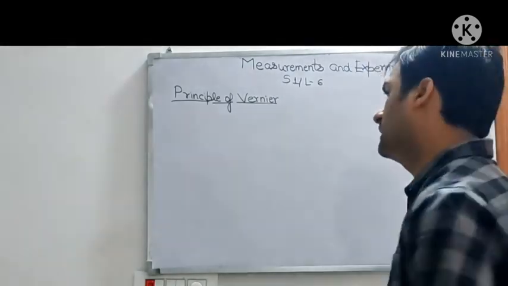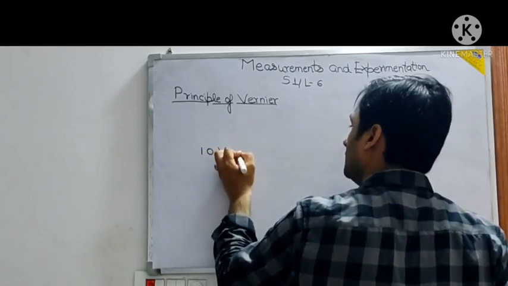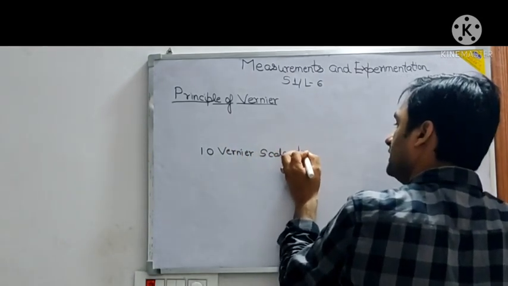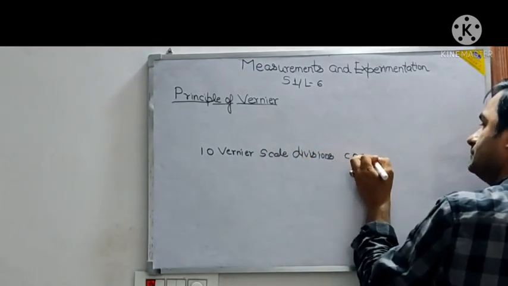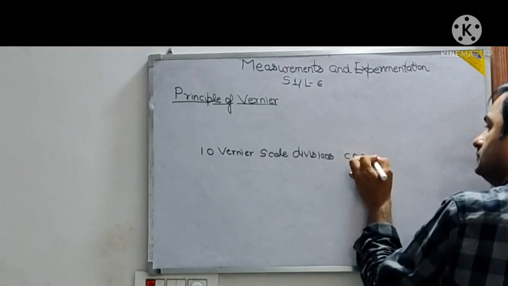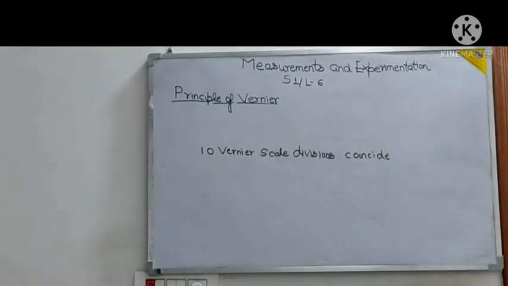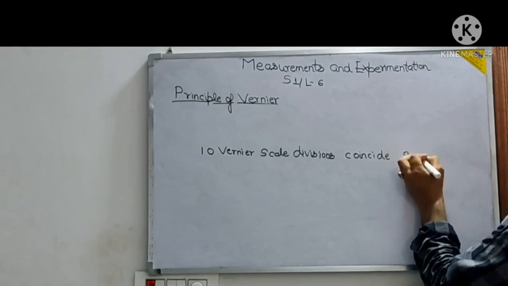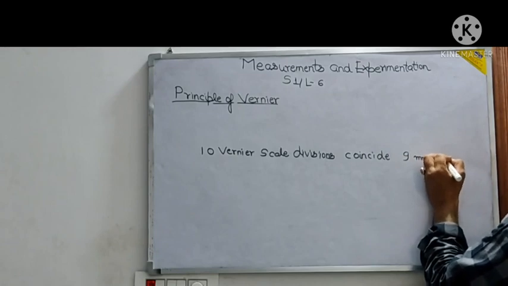See, I told you that 10 vernier scale divisions coincide with 9 mm on main scale.